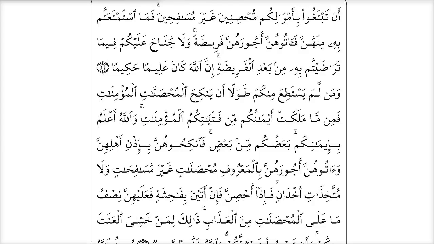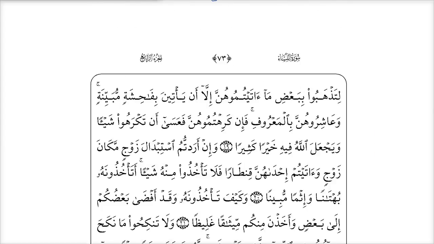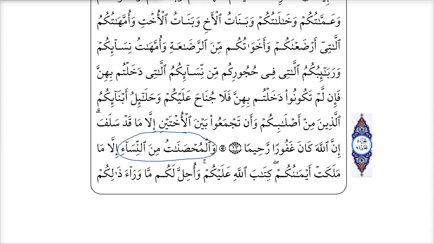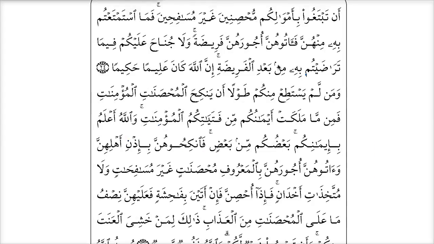Excellent. So alhamdulillah, you got the idea of slowly how to recognize these words, and that's the main thing that you need to get: the details in each sentence. So for example, like this, look, man lam yastati. This man, what kind of a mubtada is this? من لم يستطع منكم طولا أن ينكح المحصنات والمؤمنات.